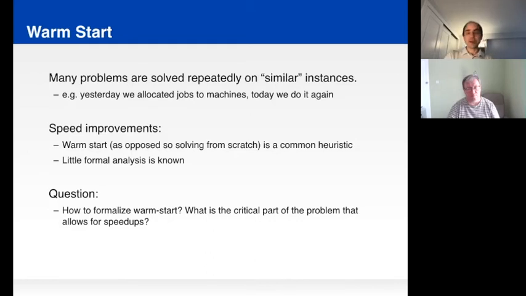And so the question then becomes, how do I take my instance from yesterday and all of the work that I did yesterday to solve it, to say, can I do something faster today? I still want to be optimal, I still want to be the best, but can I just do it faster? This is traditionally known as warm start in the OR community. It's the absolute thing that you must do. But little formal analysis is known here.